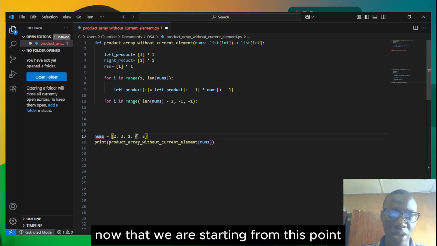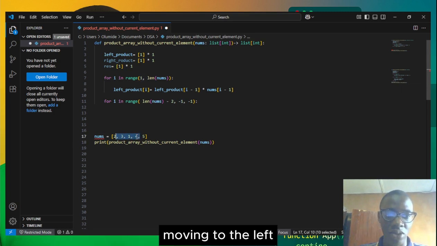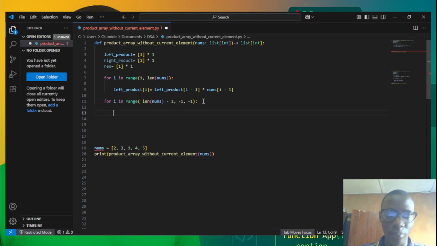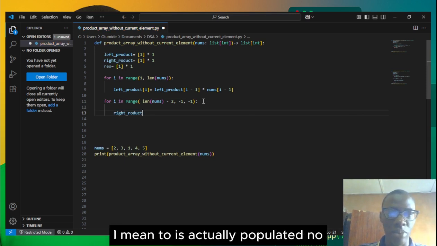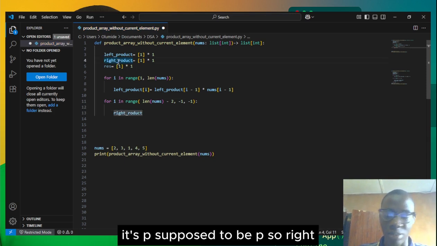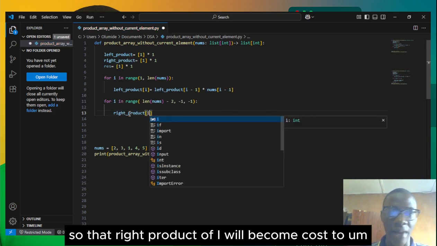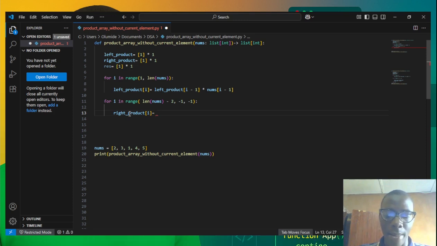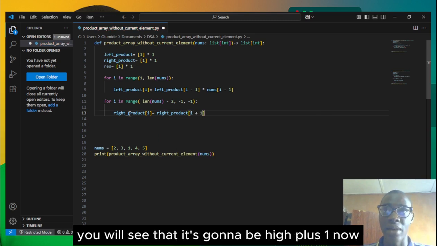We are very sure now that we are starting from this point and moving to the left. I mean we are starting from the right toward the left. What we want to do is populate our right products. It's actually populated, but I want to modify it so that right product of i will become right product of i plus 1.